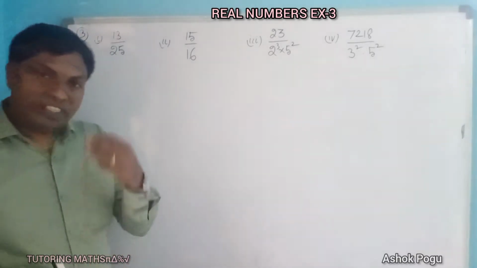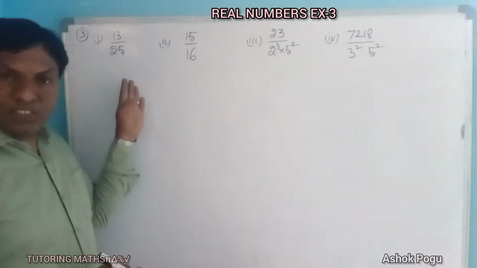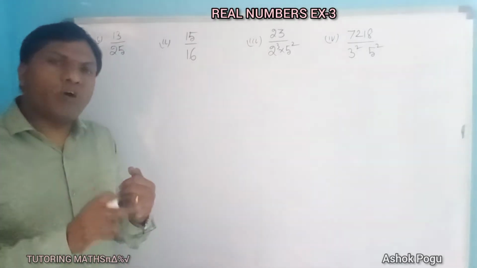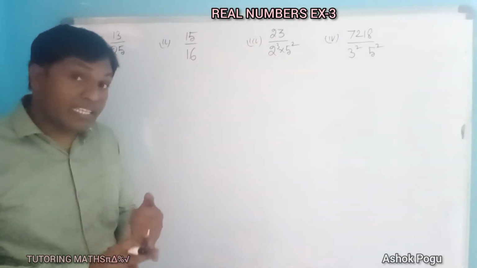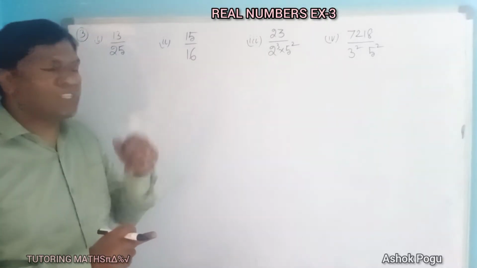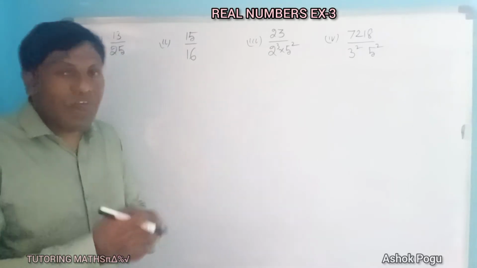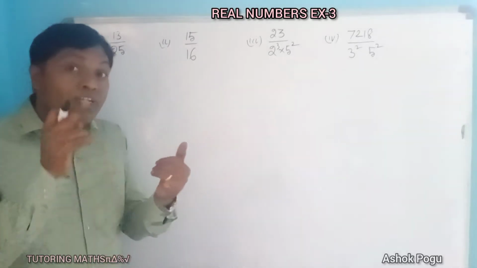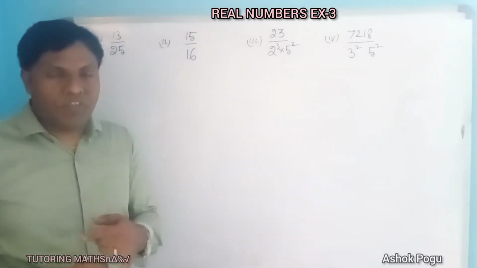Let us continue with the third bit, that is third exercise, third bit. And here in this bit, we have to apply the theorem. By using the theorem, we should convert the given fractions, given rational numbers into decimal form. How do you convert the given numbers into decimal form? By applying the theorem. So what is the theorem?